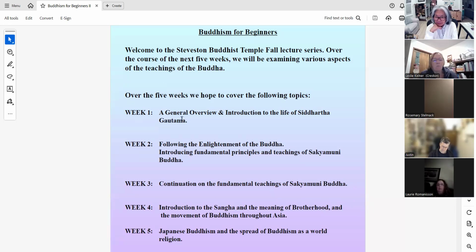So today we'll start off with a general overview and introduction to the life of Siddhartha Gautama, who is the historical Buddha. And then I'm hoping to get at least to the timeline of when he became enlightened. And then next week, I will follow that up with what some of his basic principles and teachings were. And we'll continue that on the third week.